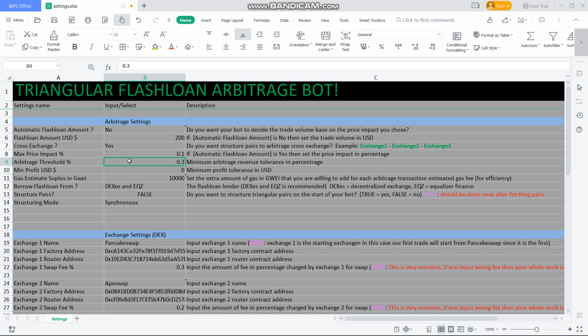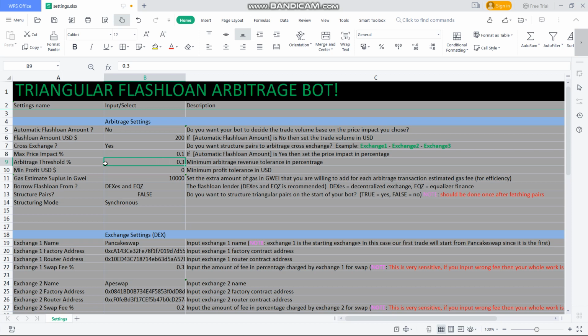There's something I want to let you know about this arbitrage threshold. The reason why I'm leaving it at 0.3 is because if the bot is going to borrow a flash loan from PancakeSwap, the fee it is going to pay is 0.3% for borrowing the flash loan. So the arbitrage we are going to execute must be greater than 0.3% in profit before it will be able to pay the gas fee.